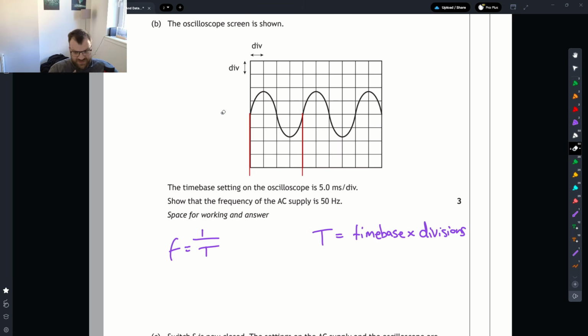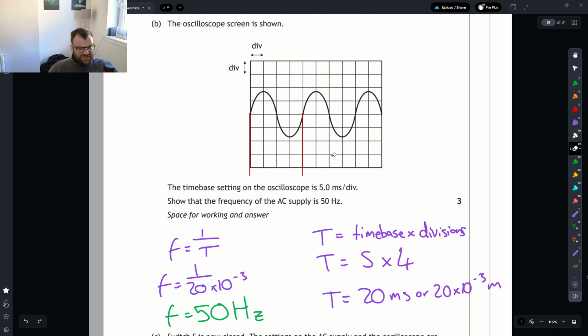Here it's 4 boxes, which would be 4 times 5. So that would be 20 milliseconds. And then milliseconds is times 10 to the minus 3. So 20 times 10 to the minus 3 seconds. And that is what we were asked to show, that the frequency is that.